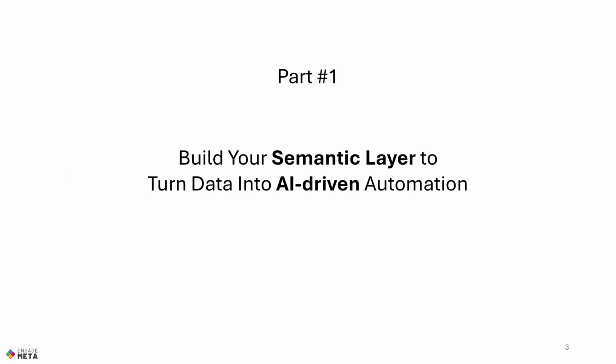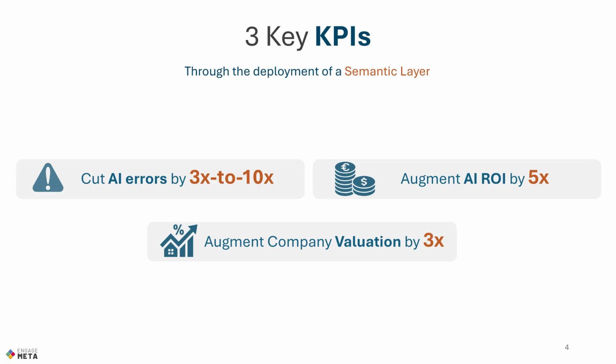The semantic layer is what transforms raw data into AI-driven automation. Without it, AI systems operate blindly on technical structures instead of business meaning. These three KPIs summarize the strategic value of the semantic layer. They highlight its impact on AI quality, financial performance, and company valuation.